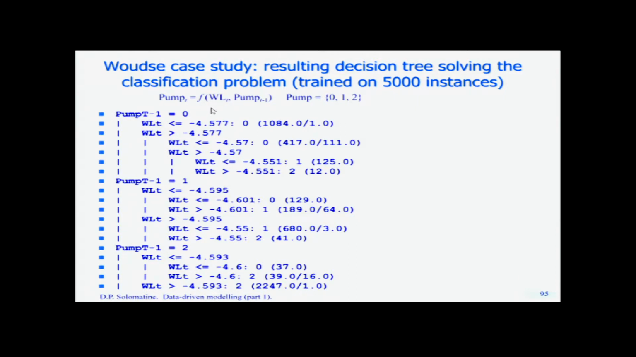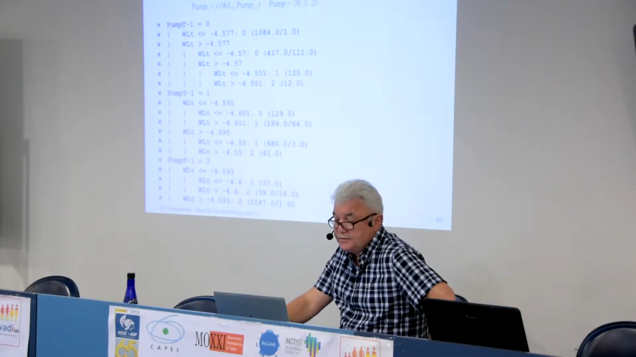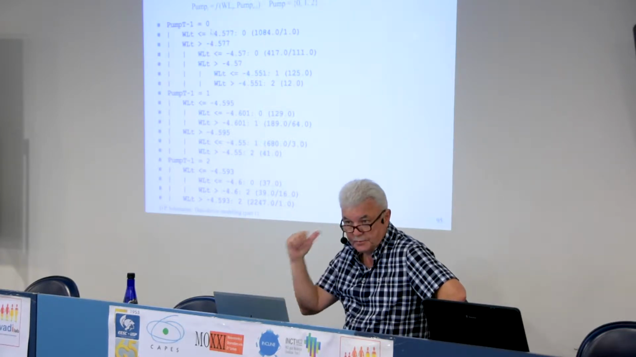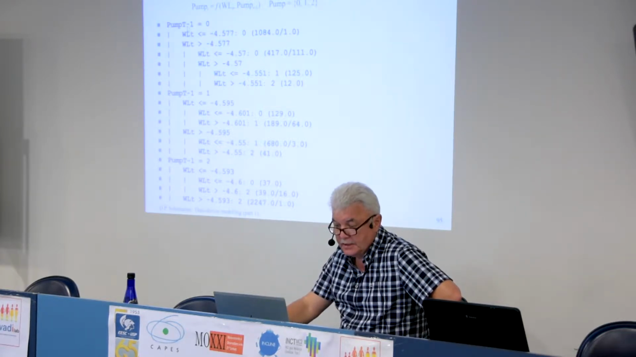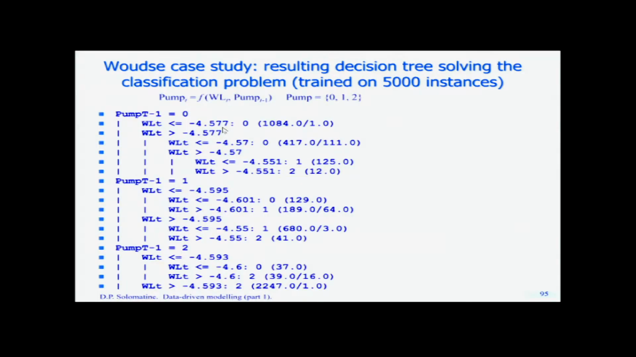Okay? So this model allows combination of class values and real values. And then Weka builds us the tree, so that's the tree which should be like this, okay? So first question is this, is pump T-1 0? Was pump switched off at the previous time step? If yes, then we check water level. Is water level now below minus 4.577?